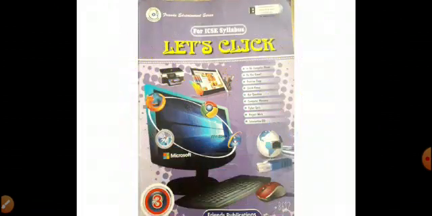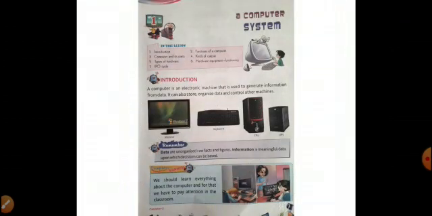So students, this is your computer book Let's Click by Friends Publications. And this is our first chapter, a computer system.